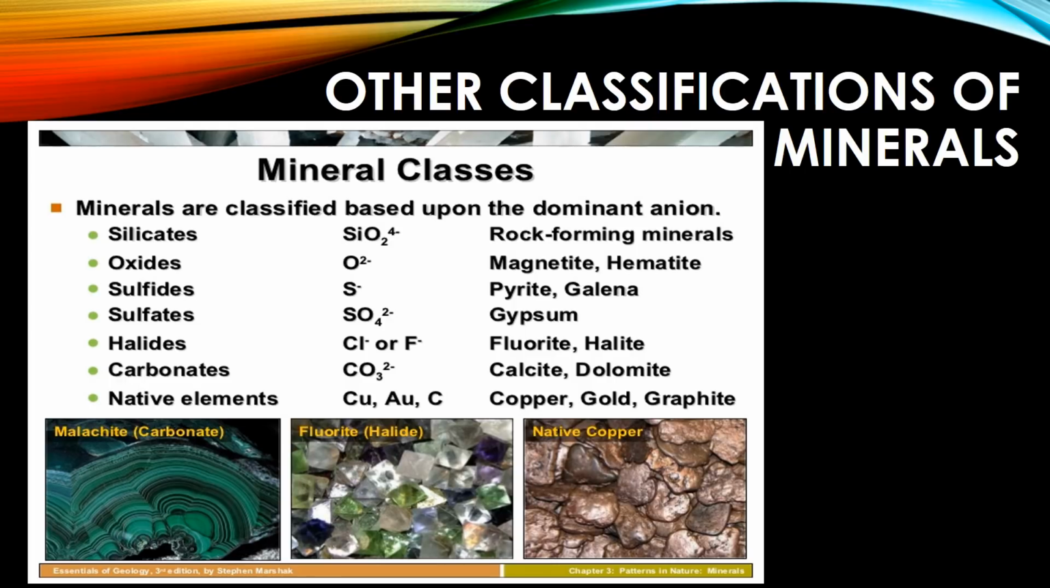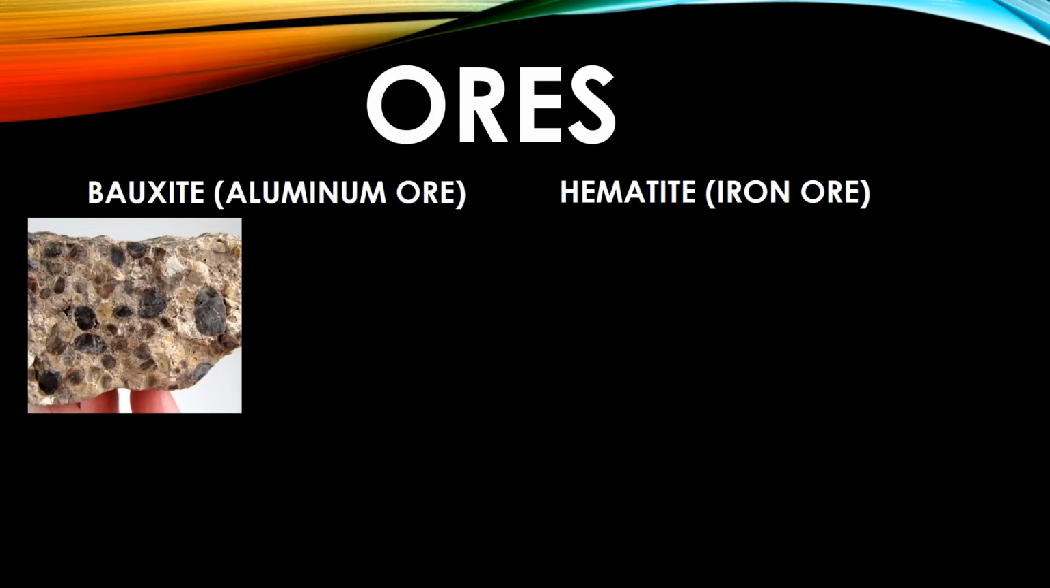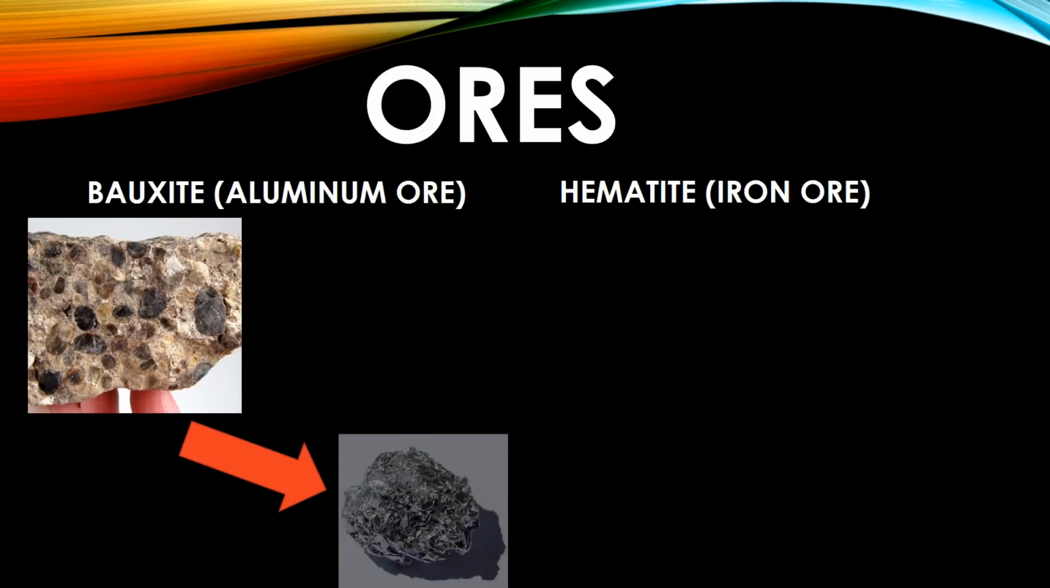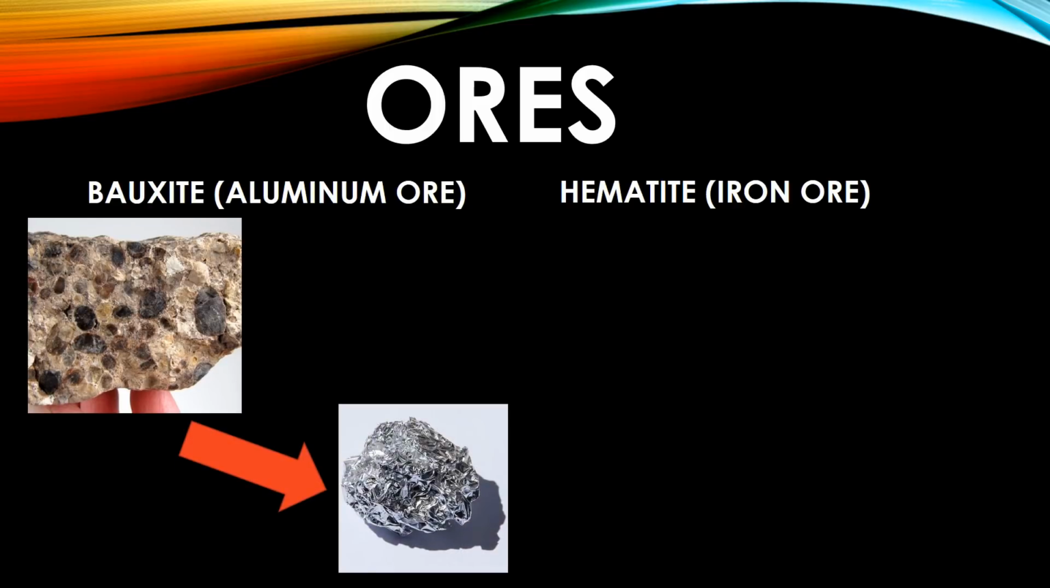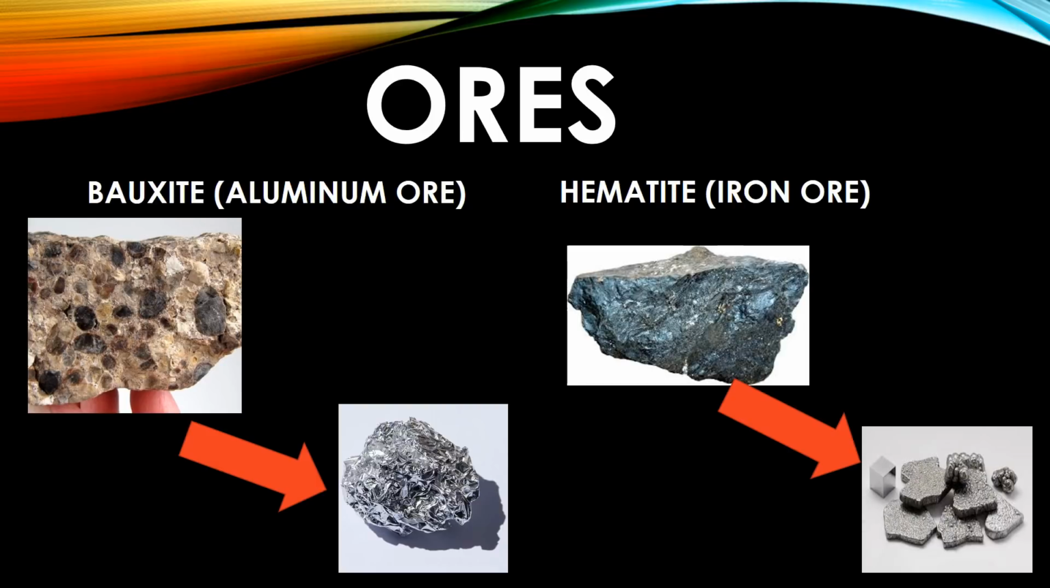Some minerals can be mined for profit. These minerals are called ores. Ores are minerals that are profitable and useful. The next time you swing an aluminum baseball bat, ride in a car, or even go up a tall skyscraper, know that the metal used in their construction came from ores within the earth.